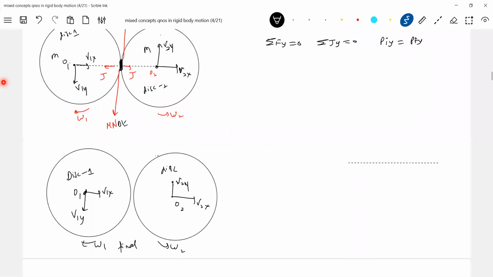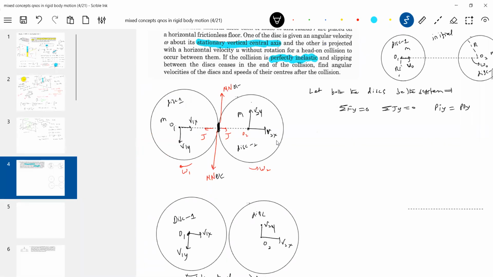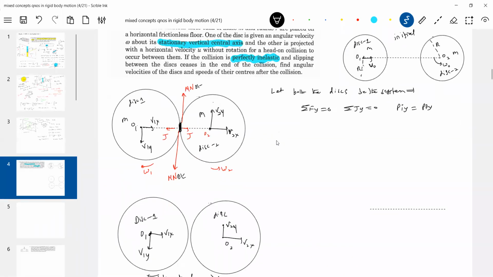This is the final. This is the intermediate diagram at any time t. So I think we have everything. So let's write conservation of linear momentum. What is the initial momentum along the y-axis? 0. And the final momentum is m v1y plus m v2y. So finally, what do I get? v1y equal to v2y equal to vy.